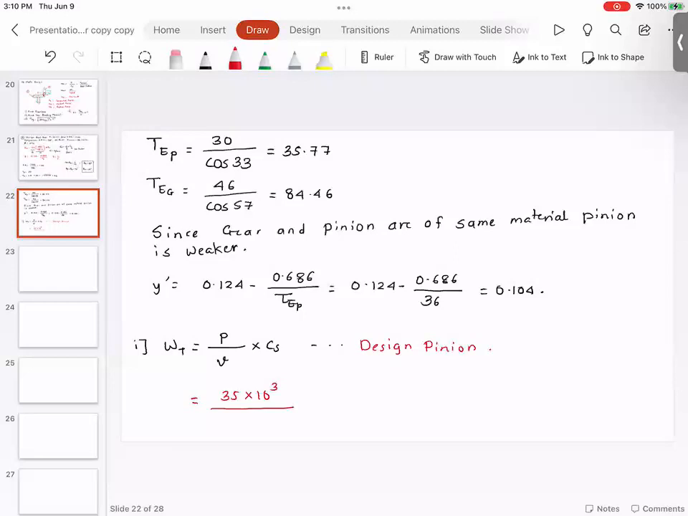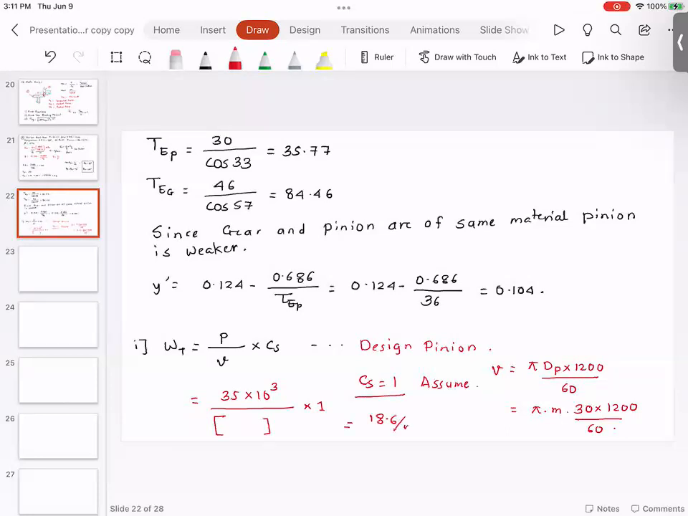So to find velocity, it's pi times diameter of pinion, which is 30 times m, multiplied by n, which is 1200 divided by 60. So you will have to substitute this value over here. Service factor is 1. Once you solve this, everything will be in terms of m, and my answer is 18.6 by m.